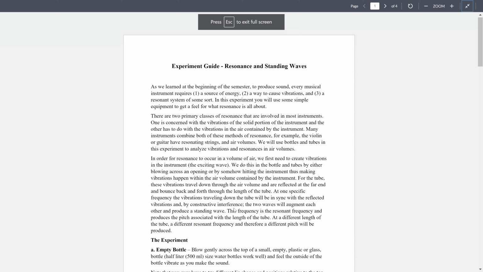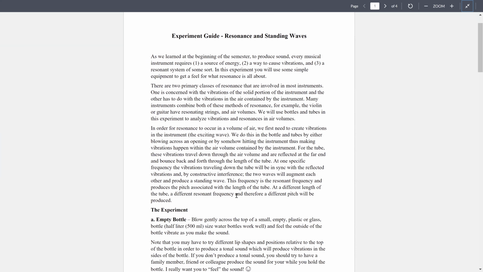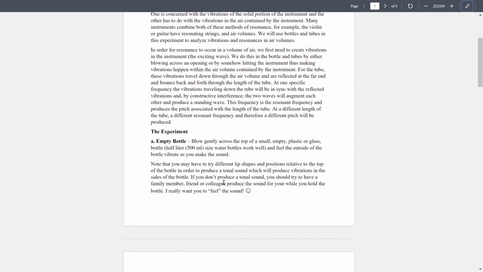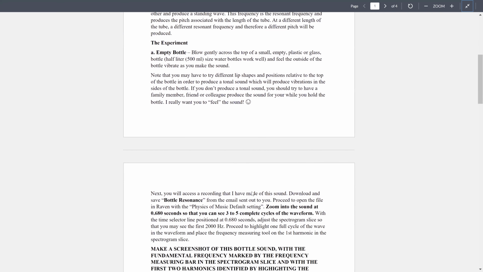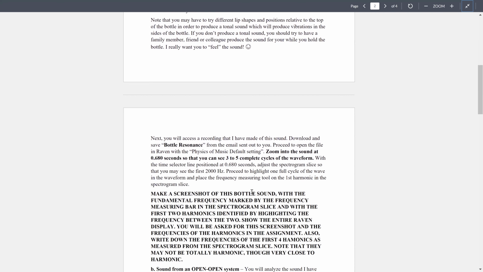So there's definitely some text to read over. I'm leaving that to you. That is for you. Then we got an empty bottle. It tells you to go ahead and try to do it, but some people have problems. Some people know how. It's really with an articulation of your lips across the bottle that needs to take place.